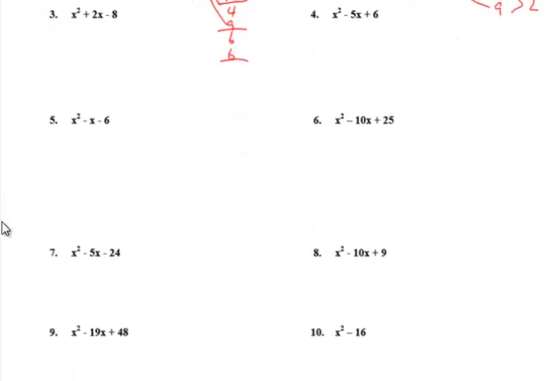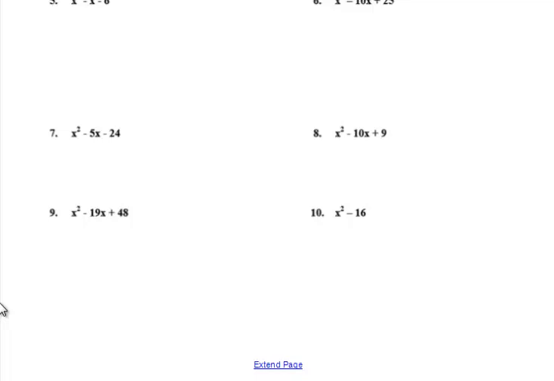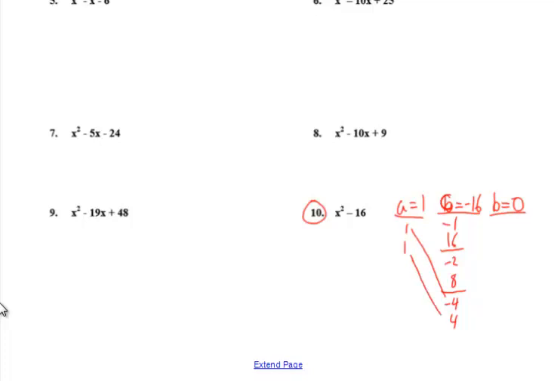Okay. Now I'm going to let you guys practice the other ones, but I want to do one more with you. The last one here, number 10. So A is 1, C is negative 16. So we have negative 1 and 16, negative 2 and 8, negative 4 and 4. Well, what's our value of B? There is no B. B is 0. So we need the ones that add to be 0. Well, that's going to be 4 and 4. So this is x minus 4 times x plus 4.